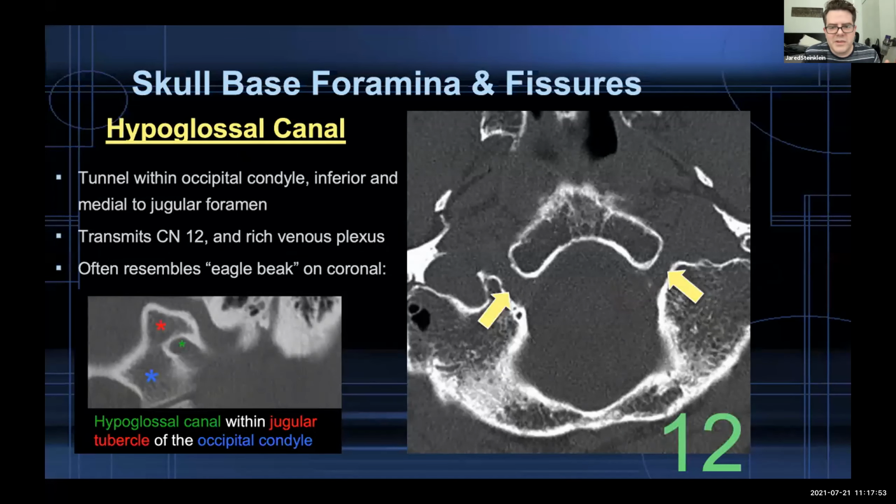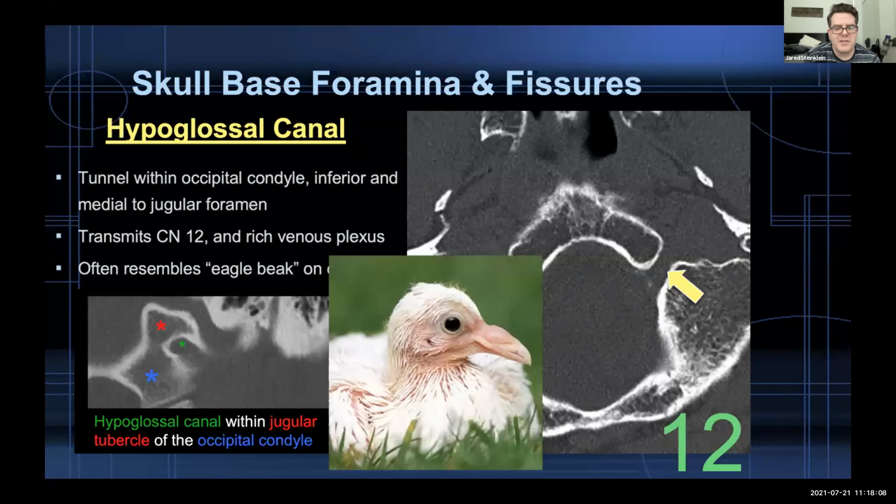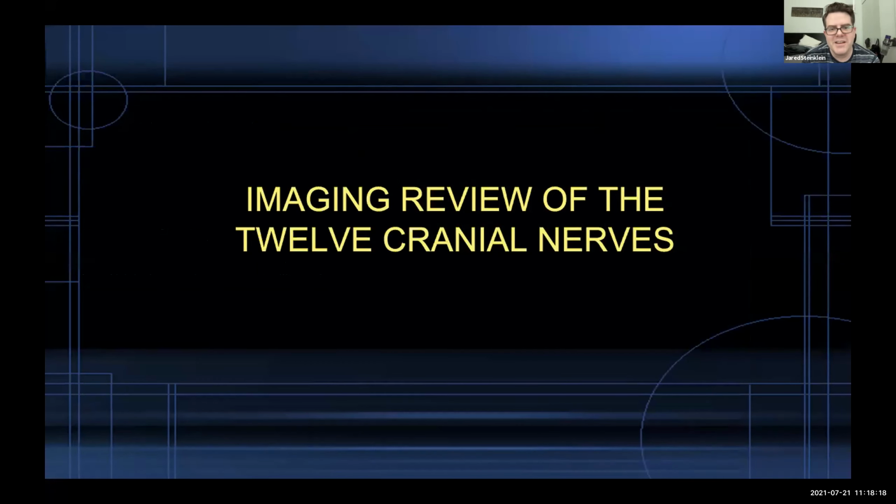12 gets its own canal way down and more medially, in the occipital condyle. You can see in the arrows here. We're often taught it looks like an eagle's beak, but I'm from New York. So to me, there you go, it's not as beautiful as an eagle, but it looks like this baby pigeon from Central Park in New York. So that's my stupid little joke.